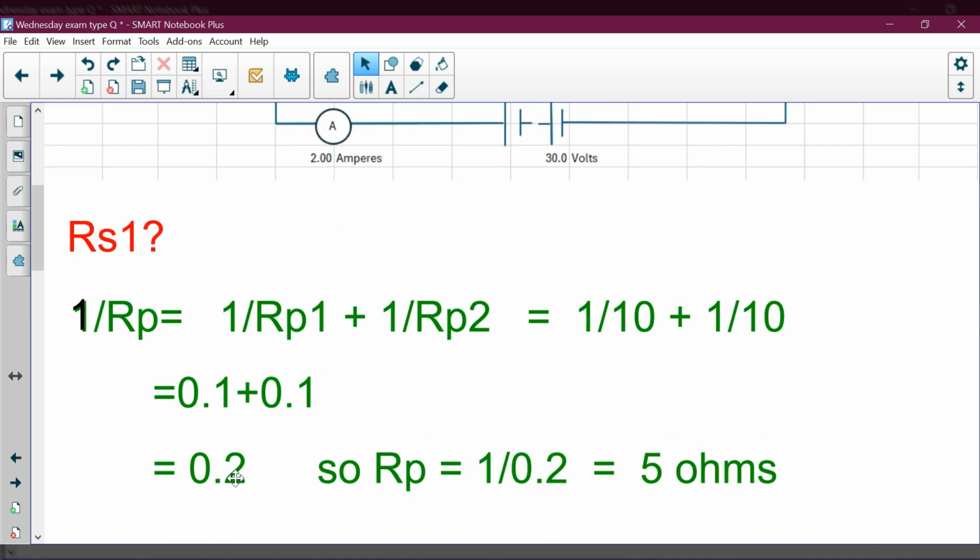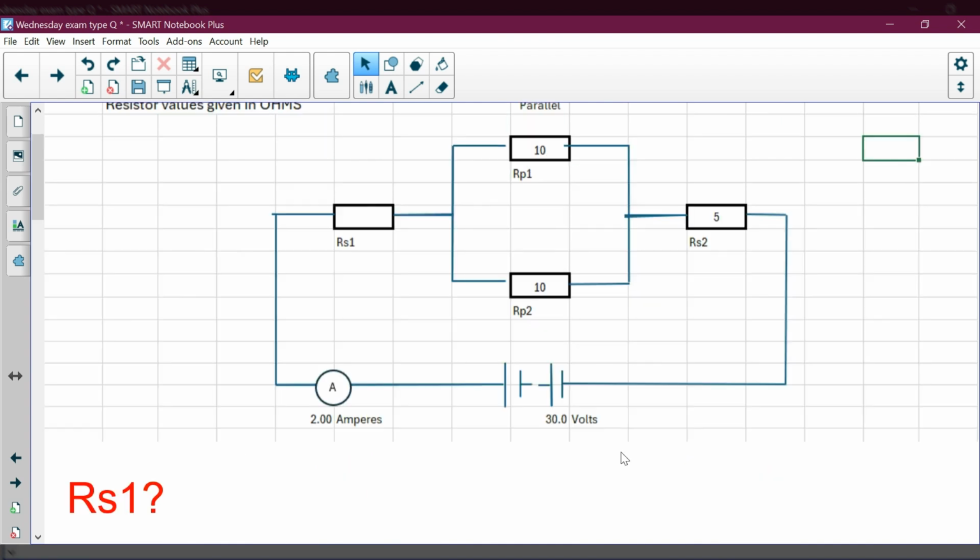0.2. But remember, we're finding 1 over RP, so we need to take that 1 over here and move it over to above this 0.2. Okay, so we're now looking for RP. RP equals 1 divided by 0.2. 1 divided by 0.2 is 5 ohms. Okay, so that's option number 1, a 1 over RT calculation.